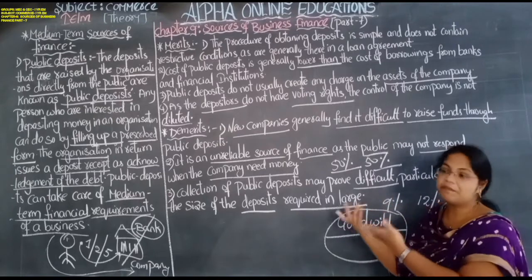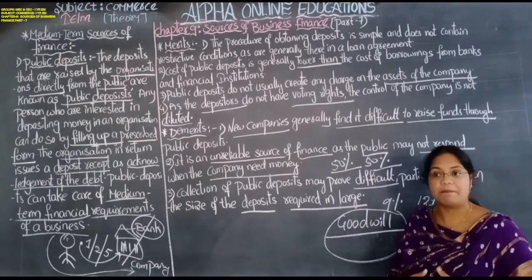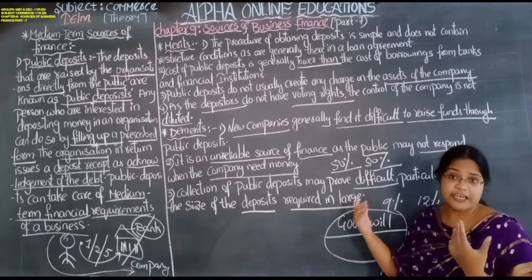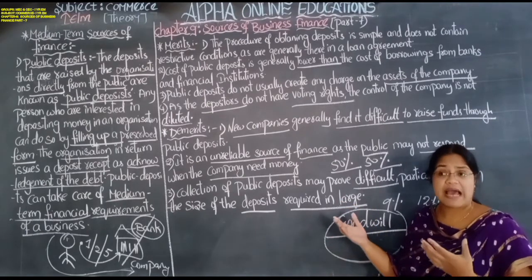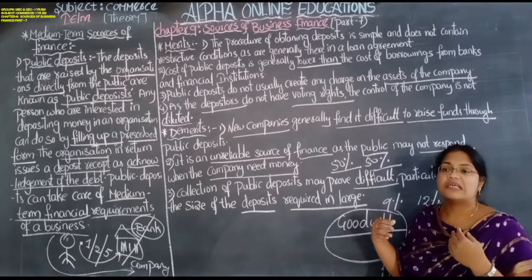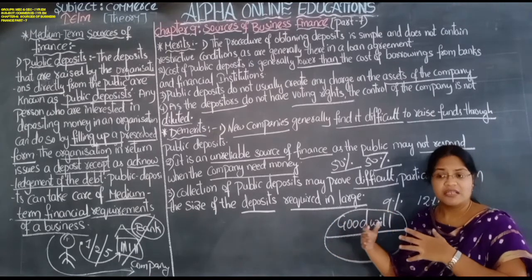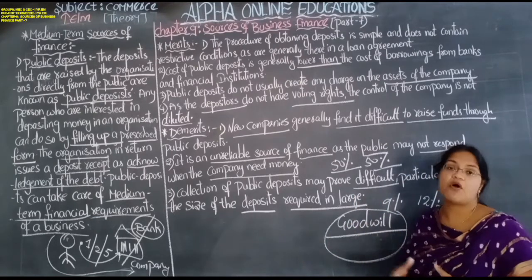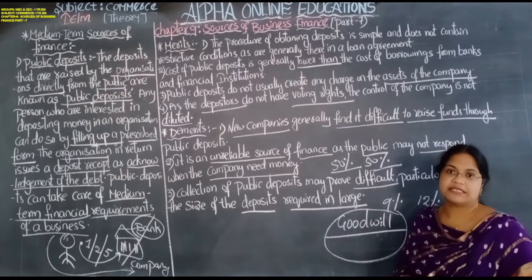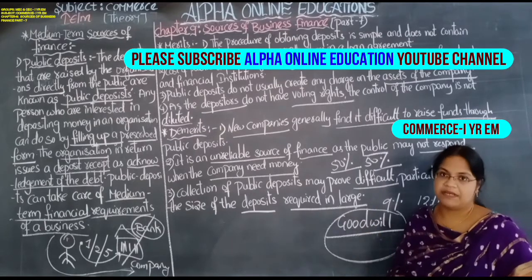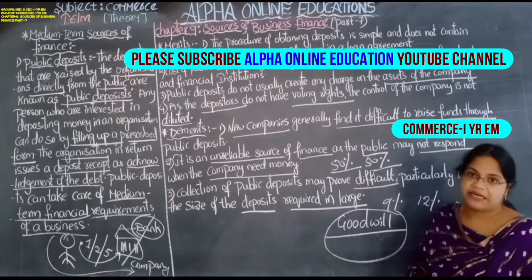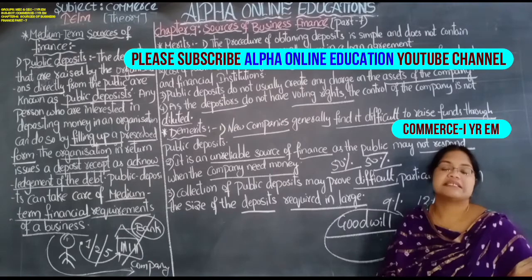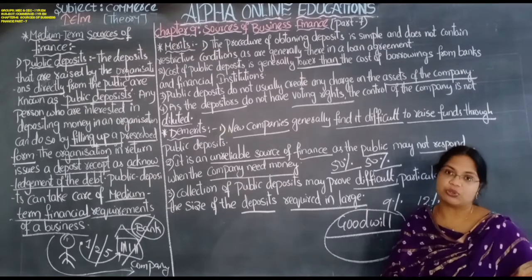So it completely depends upon the public attitude, the public interest, and also the public response. We can't say it is a 100% guarantee type of source of finance. There is no 100% guarantee for raising finance from these types of deposits. It is completely dependent upon the public. So this is about the public deposits. These are the merits and these are the demerits. Let us meet in the next section with another medium term source of finance.